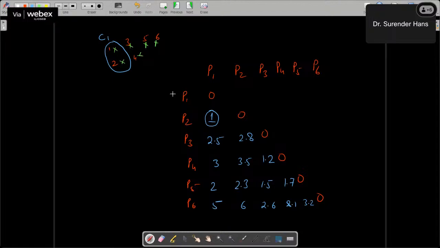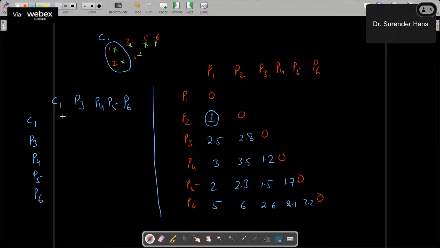Now in the next step, we have C1, P3, P4, P5, and P6. So C1 to C1 is 0. C1 to P3: that is P1 to P3 and P2 to P3.